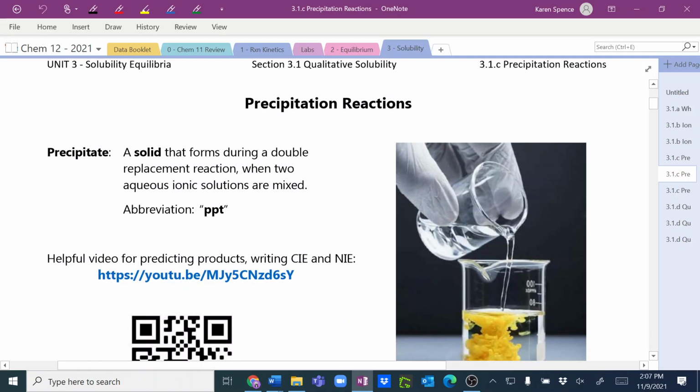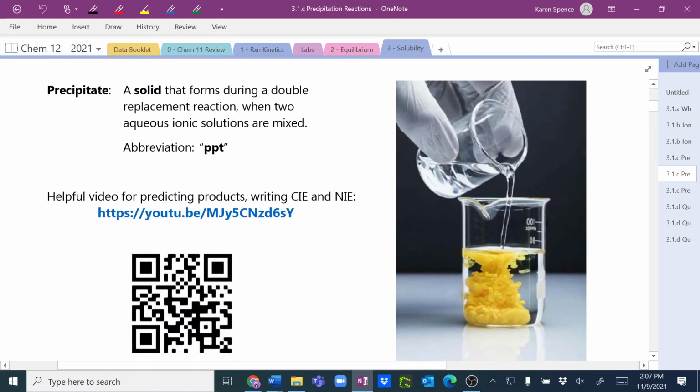So, a precipitation reaction. You can see a lovely picture of this happening. We have a clear and colorless solution mixed with another clear and colorless solution, and we get something that is not clear and colorless. It's either going to be a white precipitate or a yellow precipitate or some other color of precipitate.